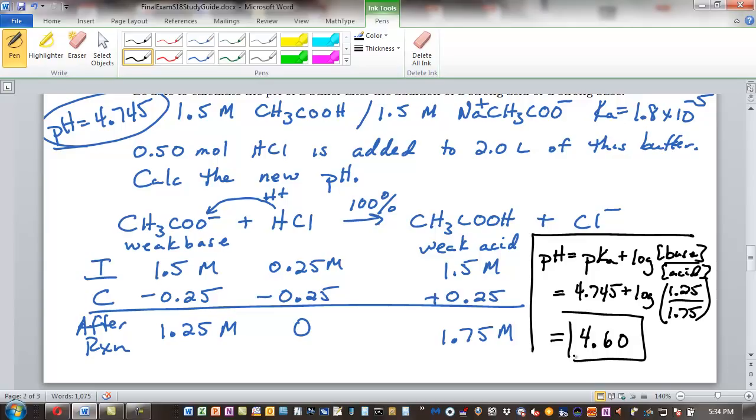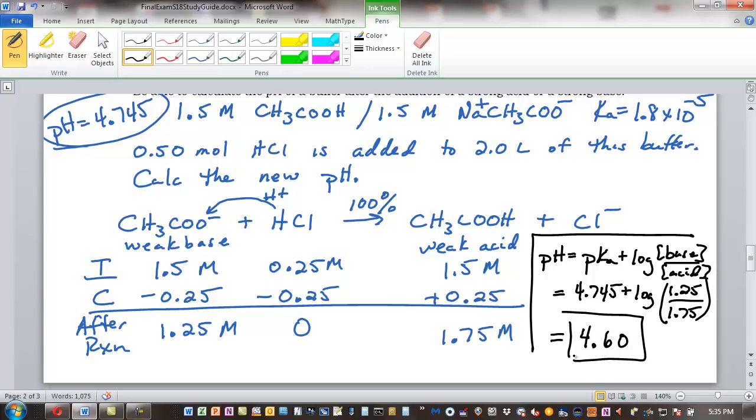Is that about what you expect? It's always good to take a look at your answer and at least say, does it make sense? This is a buffer, so we don't expect the pH to change too dramatically. It went from 4.74 down to 4.60, so it appears our buffer has worked. And because we added strong acid, the pH should decrease. Questions? No questions?